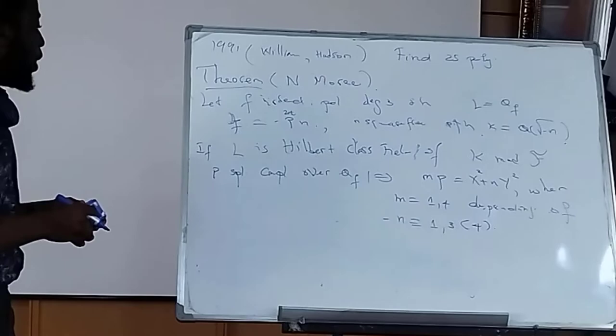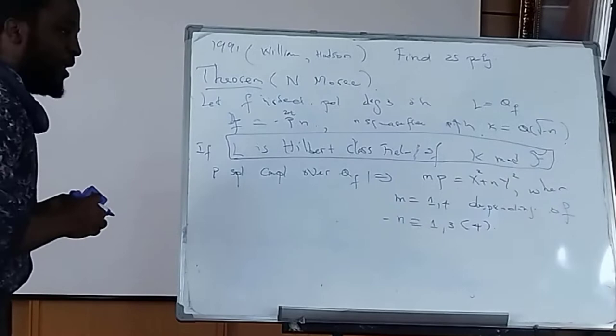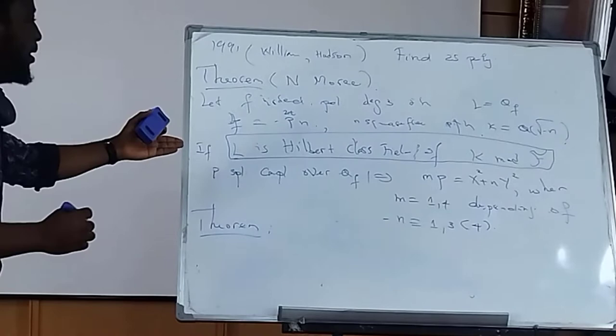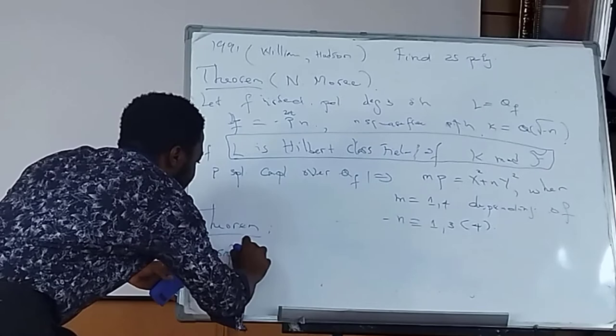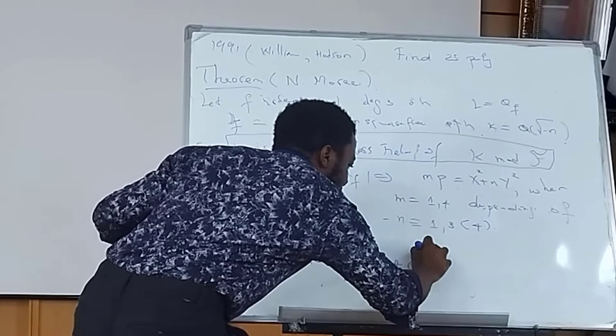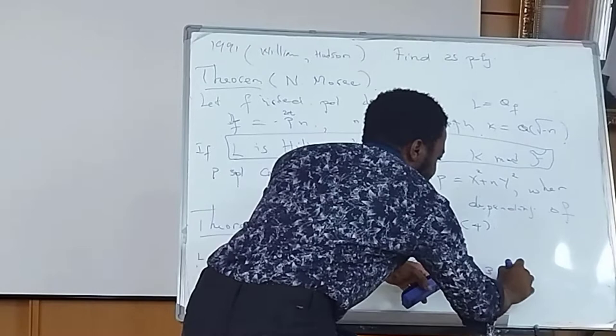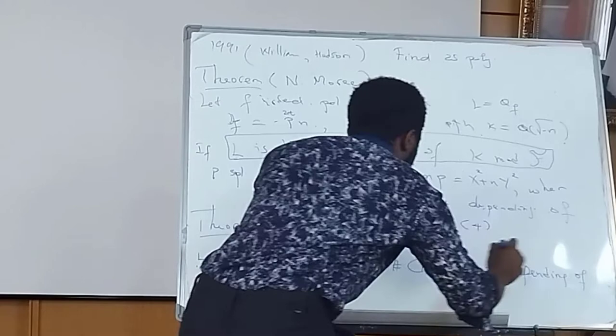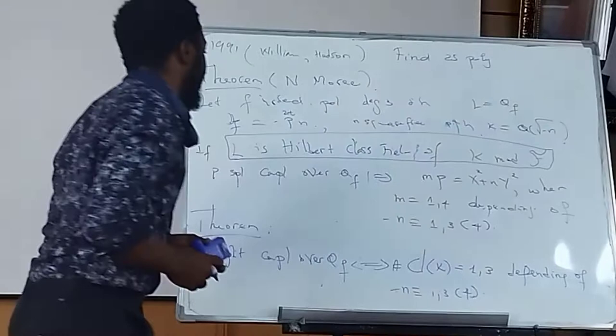But now the natural question is, how can we classify such kind of splitting field? That is the main problem. So to do that, we show a characterization: L splits completely over Q_f if and only if the cardinality of the class group of K is exactly equal to 1 or 3, depending on whether minus n is congruent to 1 or 3 modulo 4. Those are the two main results that we obtain.